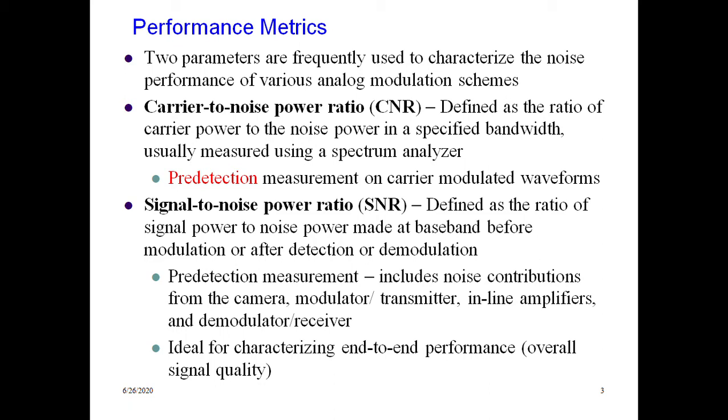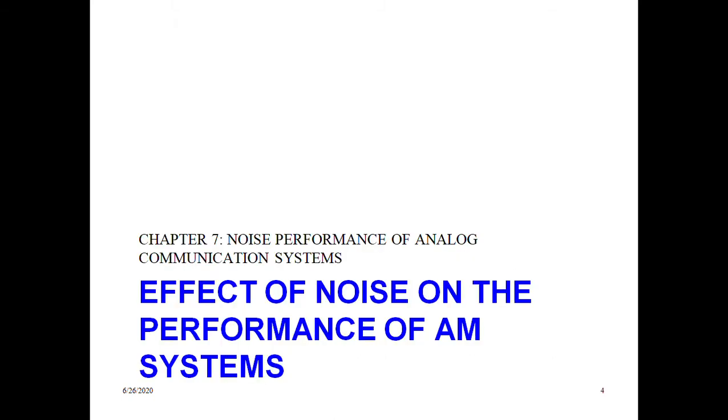Alright, the second one, SNR, is the ratio of signal power to noise power measured at the baseband, before modulation or after detection. So this signal can only be detected before modulation and after detection. So we will have pre-detection and post-detection. In the modulated signal we have the carrier, but we don't have it after demodulation. After we demodulate, we can have the signal, of course, since we want to transmit that particular signal.